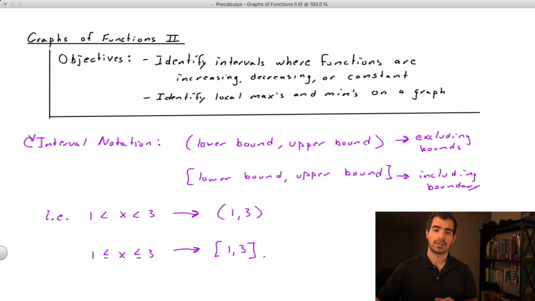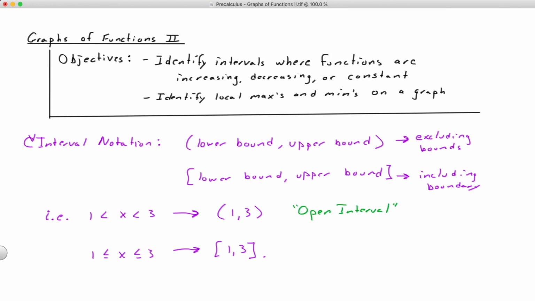And sometimes with these we have a certain name for them. With the parentheses, when we're not including the bounds, we'll usually call these an open interval. And when we are including the bounds and using the square brackets, we'll call it a closed interval. Now, the specifics of why we call it open and closed and what really that means are a little bit more than what we need to discuss for now. That's something we can say for a calculus course, but just knowing that they're called open and closed will help us write out our definitions a little bit nicer.